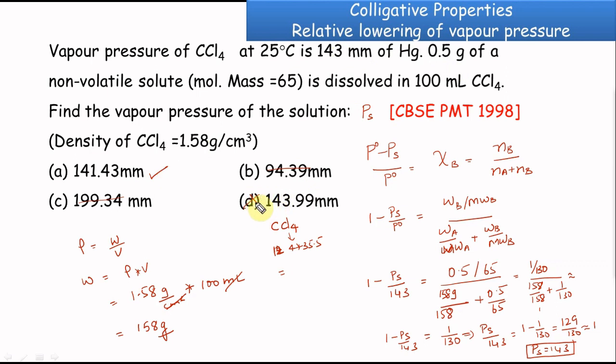Straightforward. Now as I told you, the same formula is going to be repeated over and over. If you look at previous equations, it's actually pretty simple except for the math part. So you have to practice your math. Okay, that's all it is for relative lowering of vapor pressure.